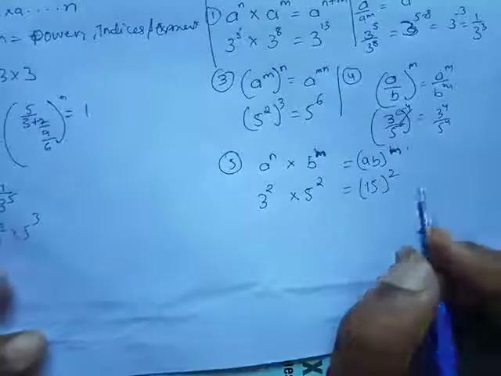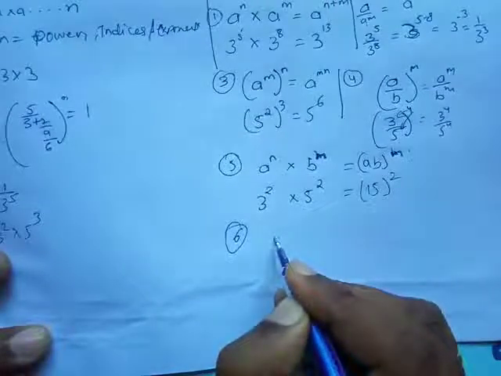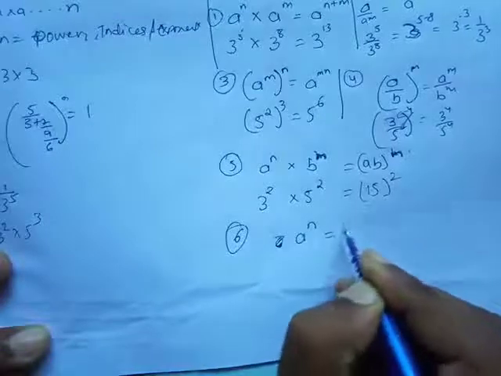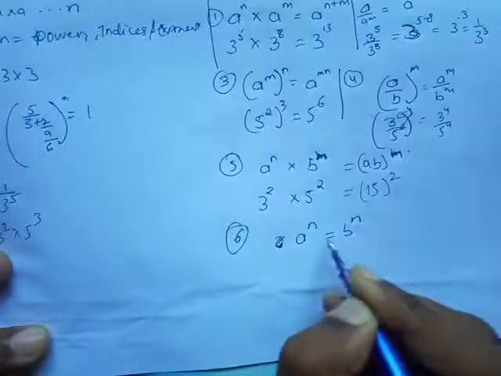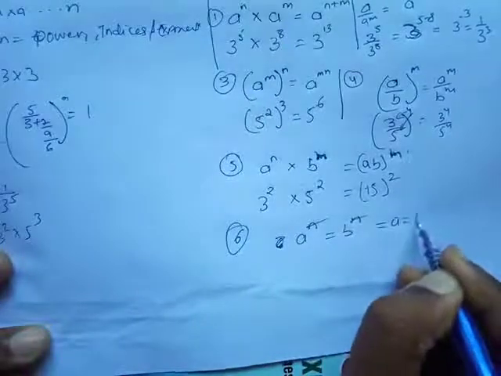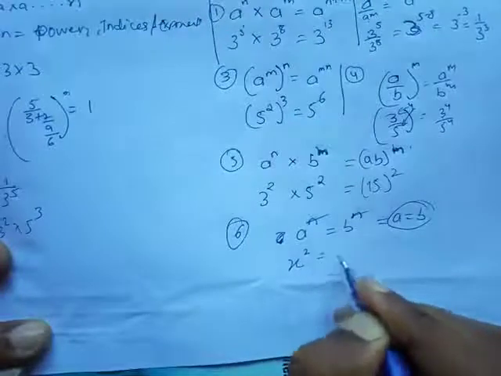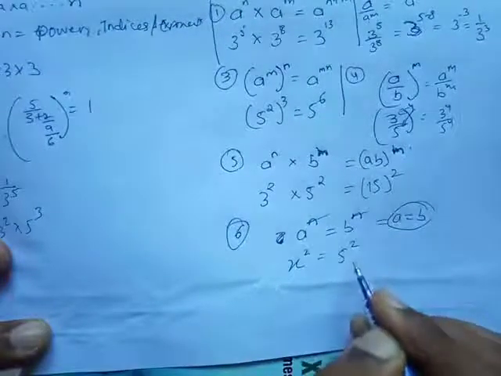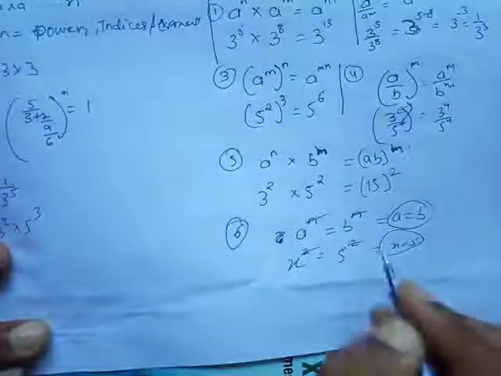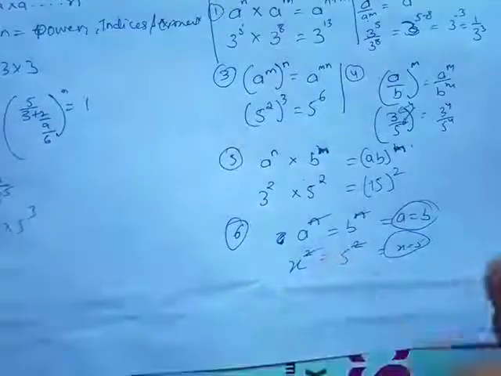Also in some of the questions it's going to come like this, that if a to the power n equals b to the power n, it means n and n can get cancelled out and a is equal to b, I can write. For example, x to the power 2 and 5 to the power 2. So I can cancel 2 and 2 and I can write x is equal to 5. There will be some questions that will be done through this method. So keep these methods in mind.